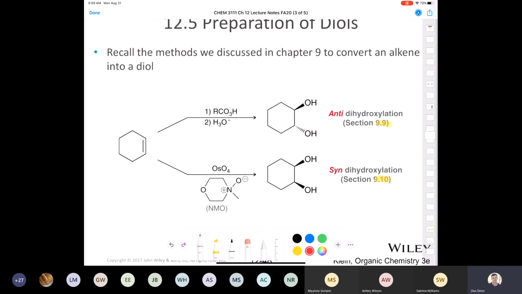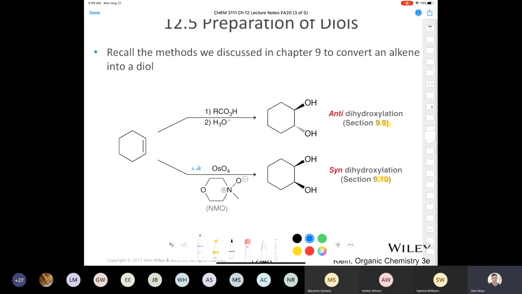Or what else? We said you could do a syn dihydroxylation. We really learned like Avogadro's number of ways to do that. Potassium permanganate and cold sodium hydroxide, osmium tetroxide, and then sodium sulfite or sodium bisulfite. Anyhow, we also learned this way, which is to use a catalytic amount of osmium tetroxide with a co-oxidant, which is N-methylmorpholine N-oxide. So hey, two reactions you already know, two beautiful reactions.